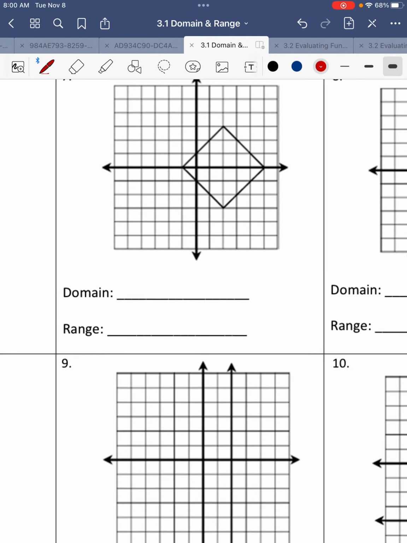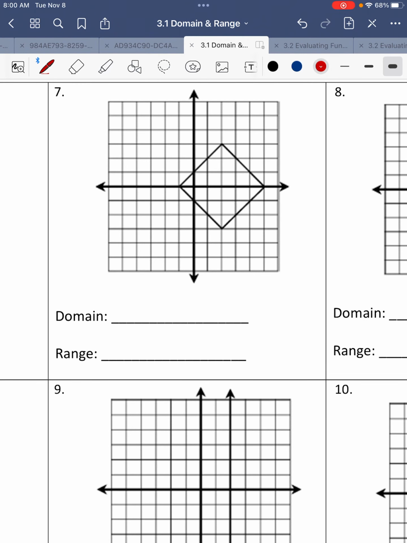All right, number 7, domain. How far left? Here's the leftmost point at negative 1. There's an actual point there, a coordinate, so it's going to be equal to x less than, and the farthest most right point of the graph is 1, 2, 3, 4, 5. There's an actual point there, so equal to.